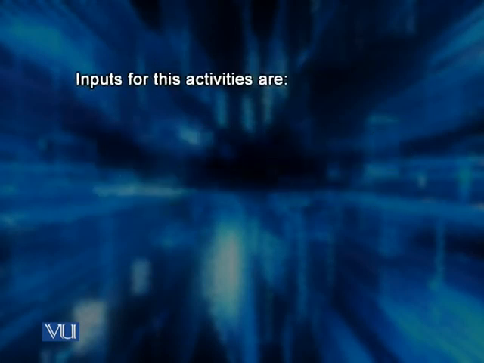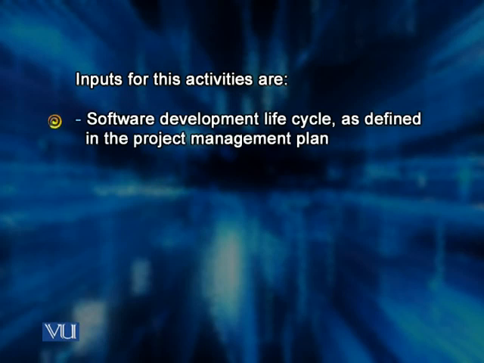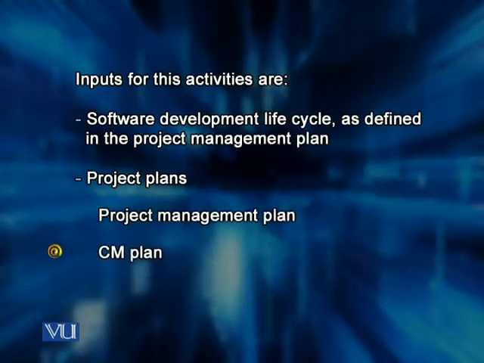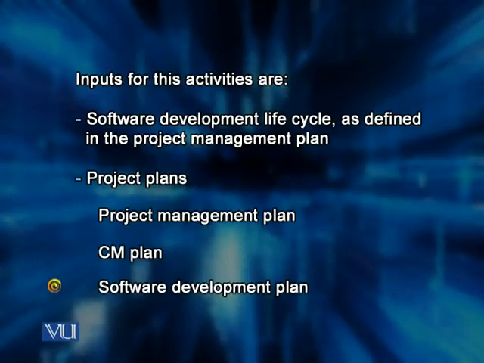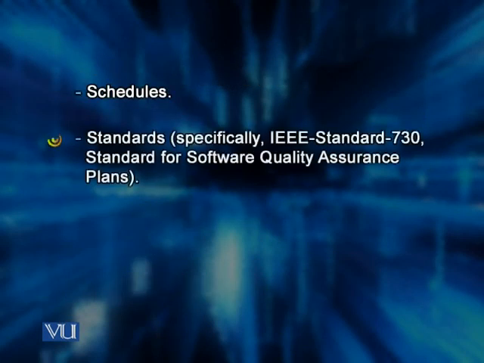Inputs for this process are: number one, the software development lifecycle as defined in the project management plan. Then this sub-process also requires the project management plan, configuration management plan, and software development plan. This also requires schedules and standards, specifically IEEE standard 730, standard for software quality assurance plans. We have discussed this plan earlier in this course.